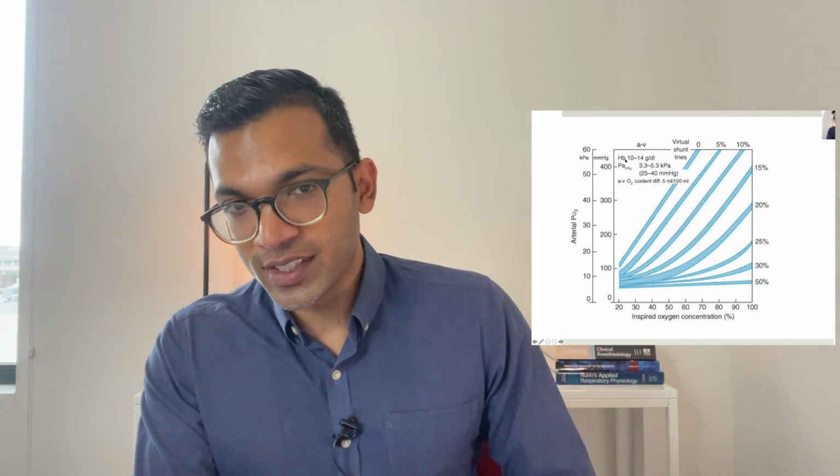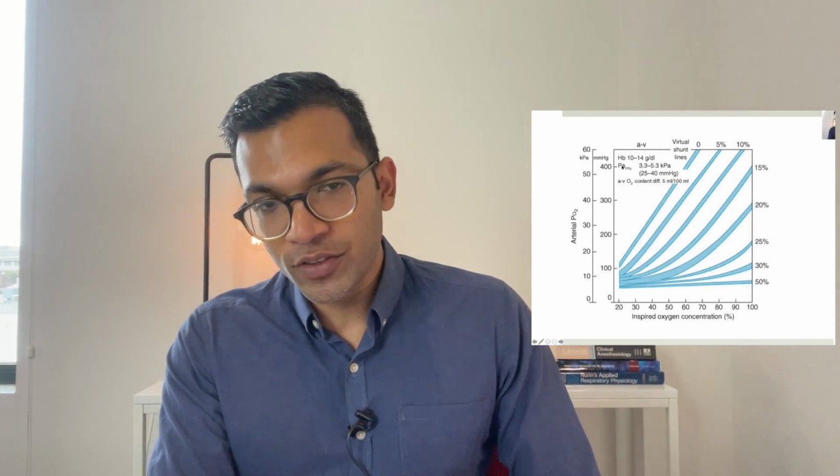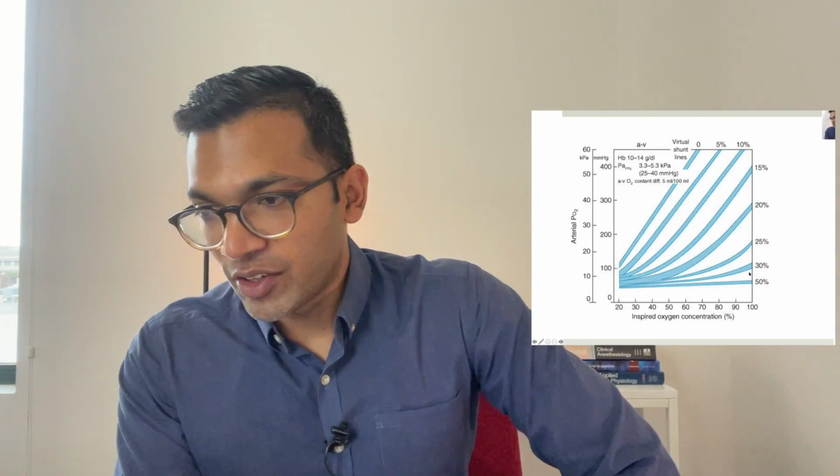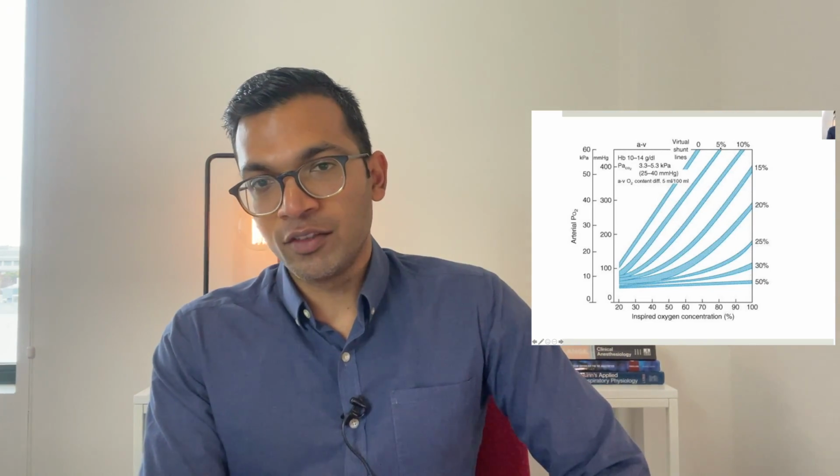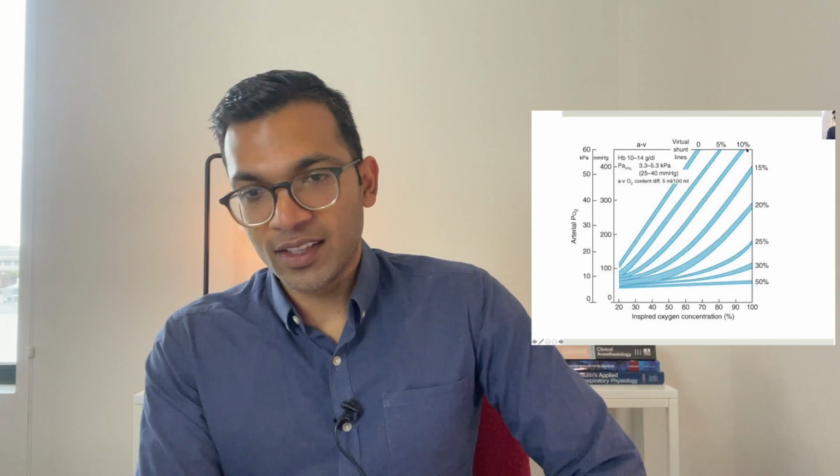I've got inspired oxygen concentration and the PO2 increasing with changes in inspired oxygen concentration, and how it works for different fractions of shunt at certain constants. You know, Hb of this amount, PaCO2 of this amount, and the AV O2 concentration difference of this amount. And you may have mentioned this, sorry. And what do you make of this? Why is 5%, 10% looking like this, and why is 25, 30, 50 looking like that?